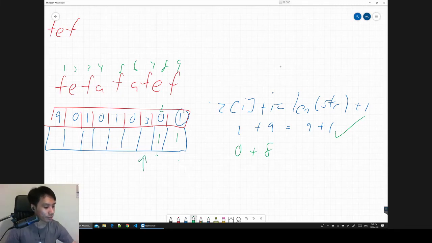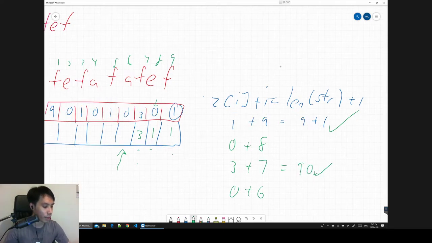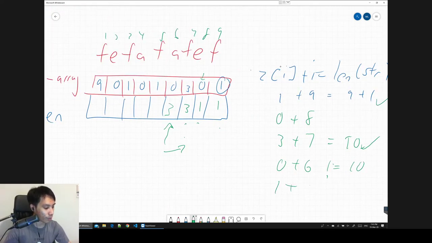Next one. 3 plus 6 equals 9. I pass. So I will put a 3. And here will be 0. Oops. And here it will be 0 plus 6. No, wait. My bad. Here should be 7. Equals 10. So the next one will be 0 plus 6, which is not the same as 10. So I will just copy the 1 on the right, which is 3. Okay, the next one will be 1. 1 plus 5.